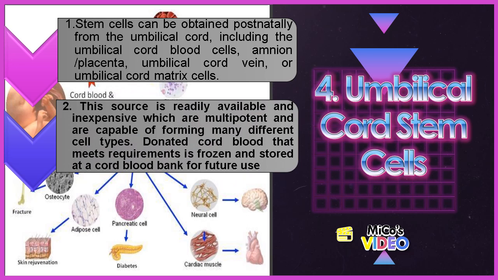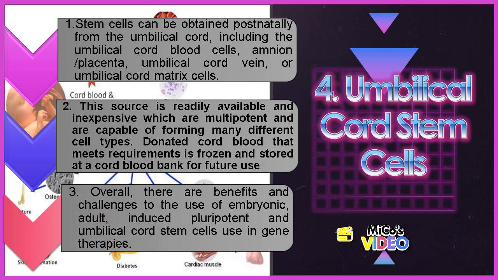Donated cord blood that meets requirements is frozen and stored at the cord blood bank for future use, which is greater than 10 years. Overall, there are benefits and challenges to the use of embryonic, adult, induced pluripotent, and umbilical cord stem cells used in gene therapy.